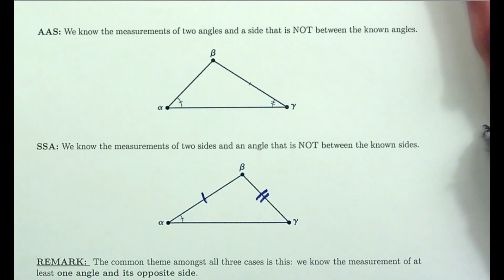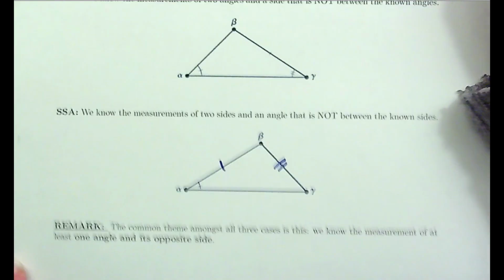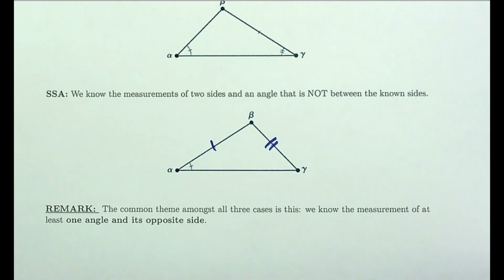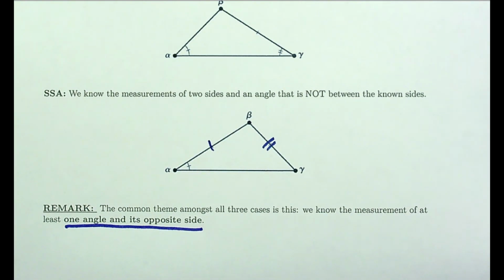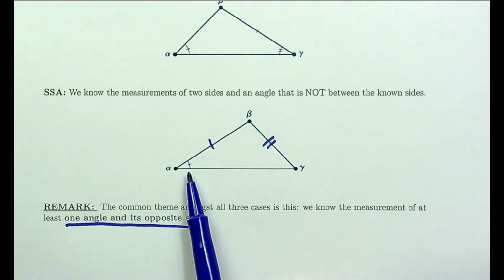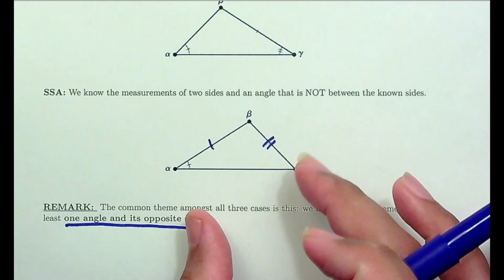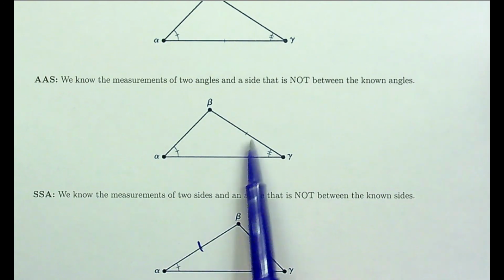Alright, so for these 3 situations that are solved by the law of sines, here's the main theme amongst all 3 cases. The main theme is this: you know at least one angle and its opposite side. So you know a pair of an angle and its opposite side. So in this picture, you see you have this one and the opposite side.